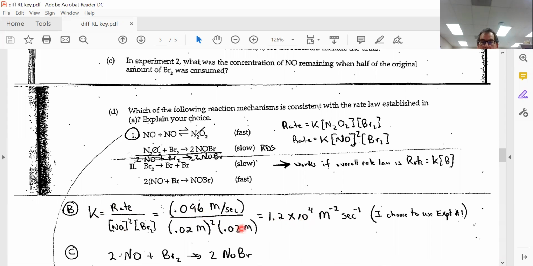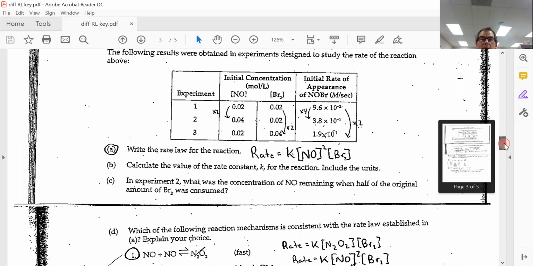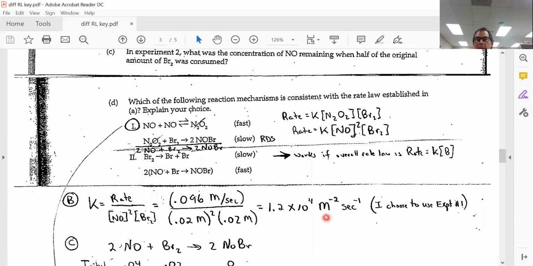Notice my units on k. When I just wrote my rate law, notice my units on k: M to the negative 2, seconds to the negative 1, which is typical of a combined third order reaction. Second order in one thing, first order in another thing. It's third order overall. This is what you'd see.